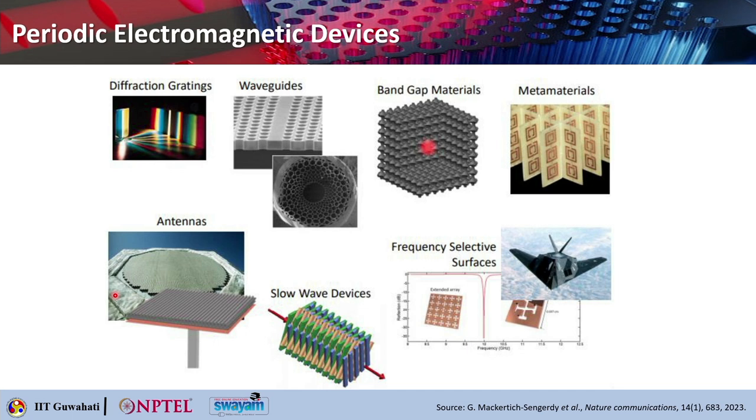As you can see on this particular slide, different types of periodic electromagnetic devices are shown here, starting from diffraction grating to waveguides, holey photonic band gap fiber, band gap materials, metamaterials, then periodic array antennas, slow wave devices and frequency selective surfaces. So these are all periodic devices where the property is mainly defined by the unit cell and the periodicity.